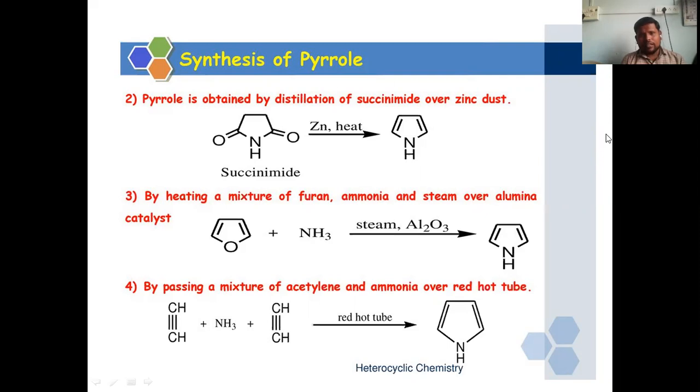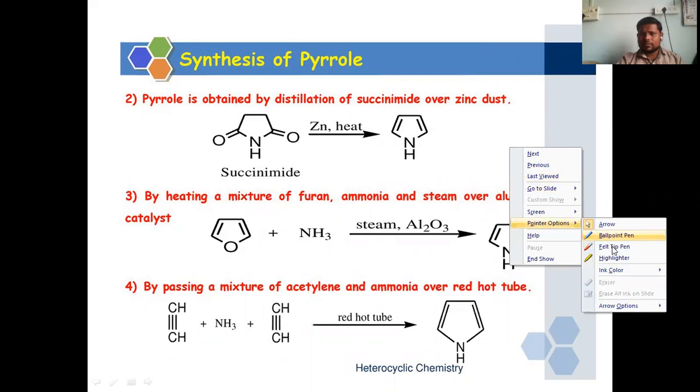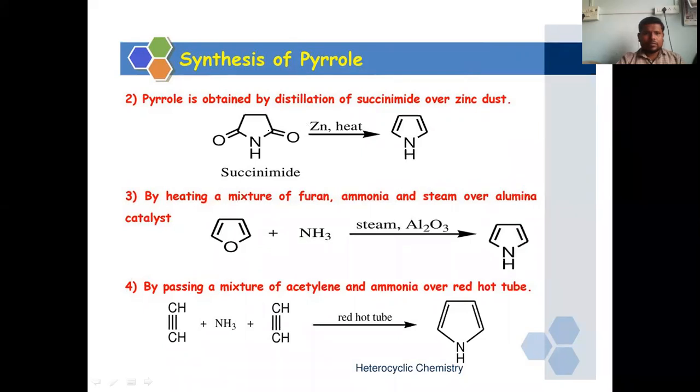So succinamide is reduced. Zinc acts as a reducing agent, and it reduces the C double bond O and converts it into CH2. You can see here, this C double bond O and this C double bond O.